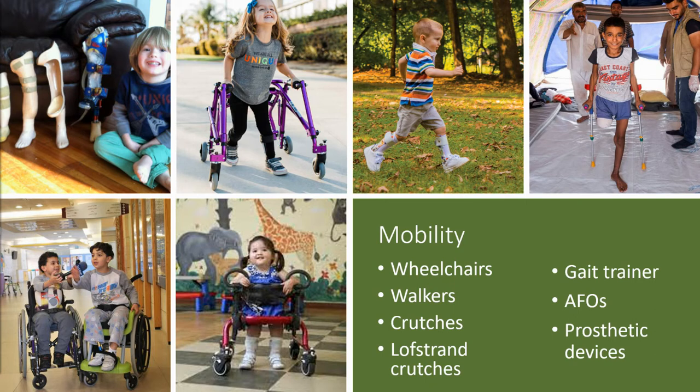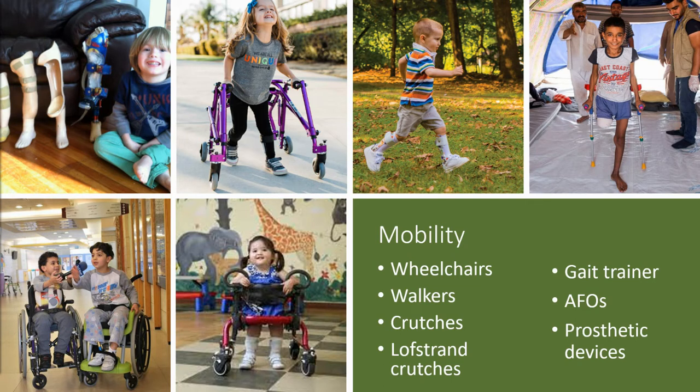AFOs, which you can see in the top right middle picture, and prosthetic devices in the top left. So you may see these devices if a child has CP or cerebral palsy. You may see a gait trainer, spina bifida, spinal cord injuries, amputations. Essentially, the child is going to be having the least restrictive device that has the support that they need.